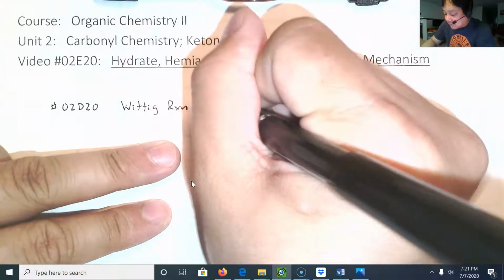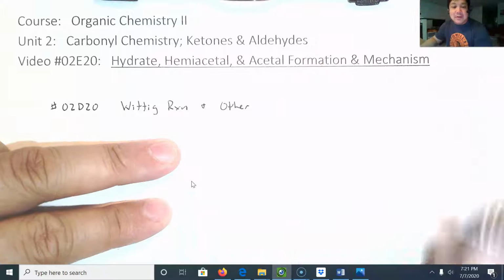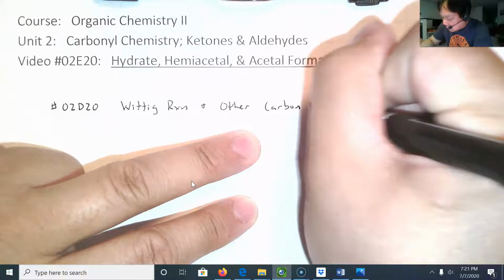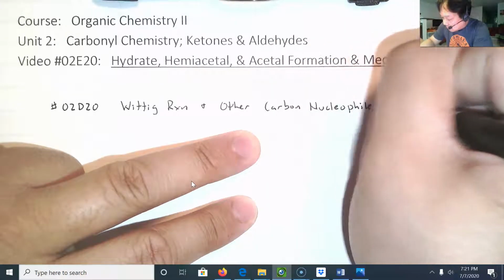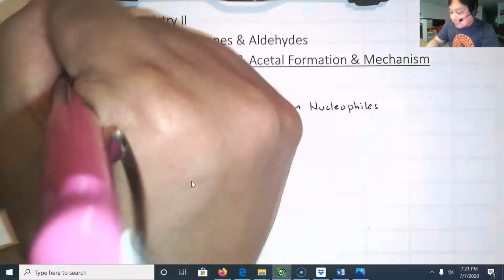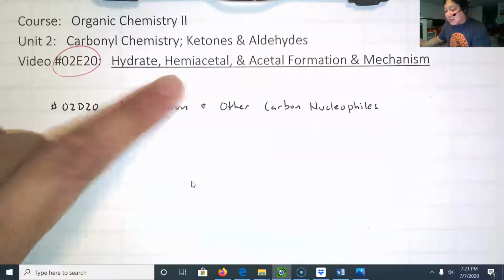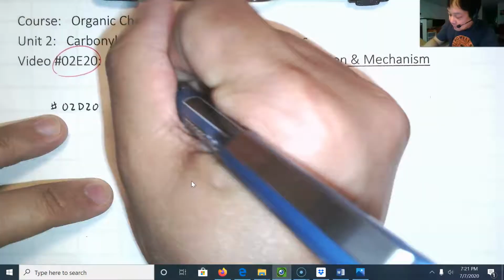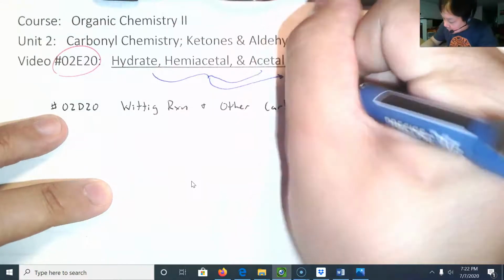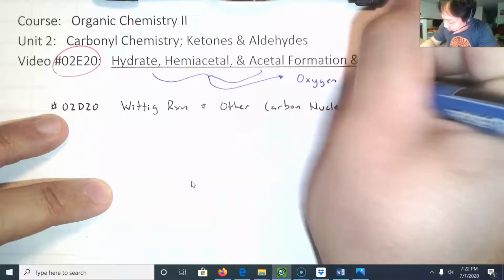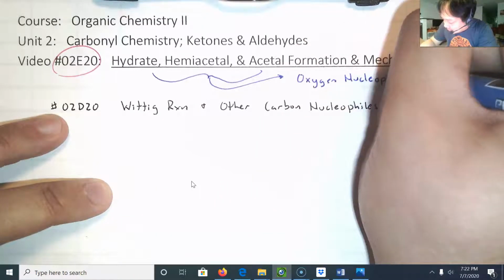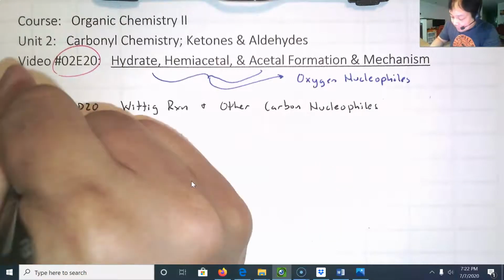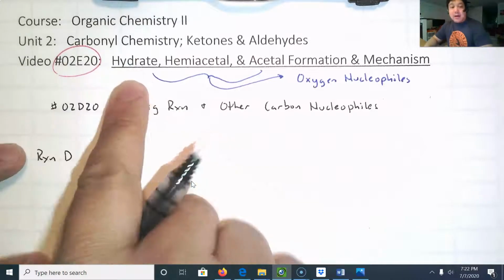and we could think of that also as a carbon nucleophile reaction, and we also saw some other carbon nucleophiles such as cyanide and the alkenyl anion. In this video, Hydrate Formation, Hemiacetal, and Acetal Formation, all of those involved oxygen nucleophiles. And we are up to Rxn D, Hydrate Formation.